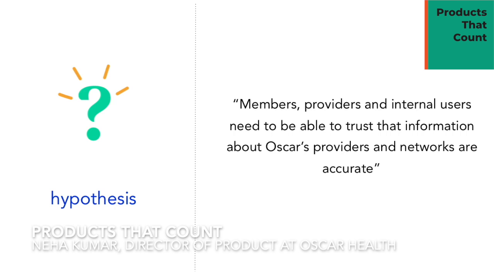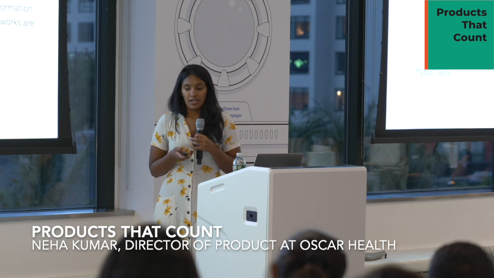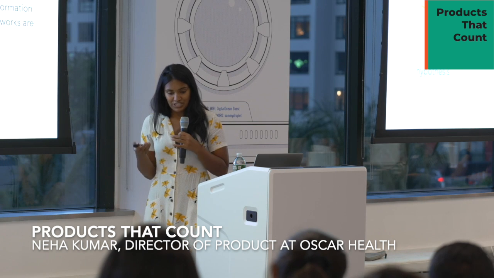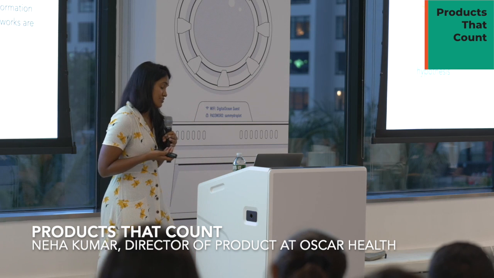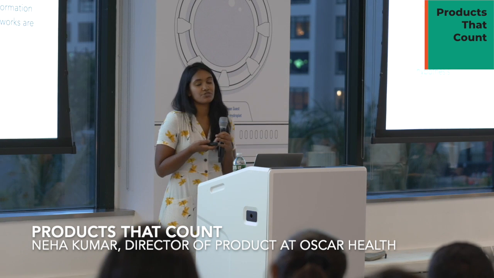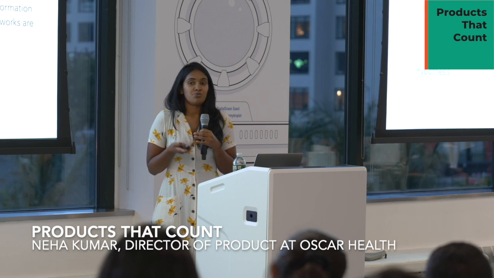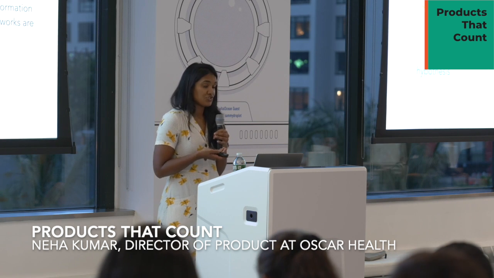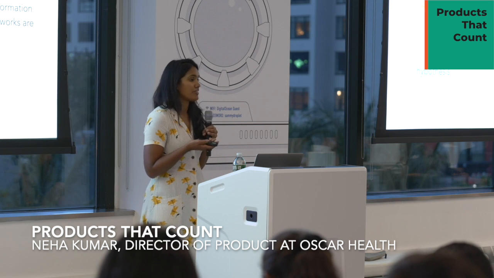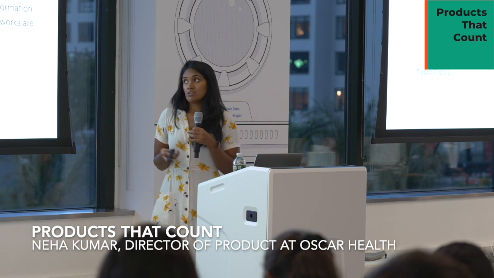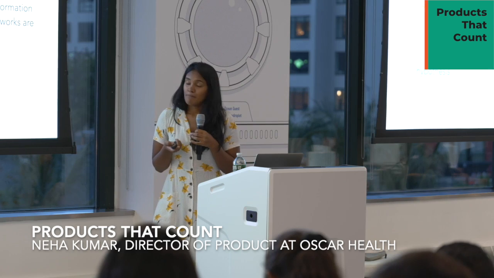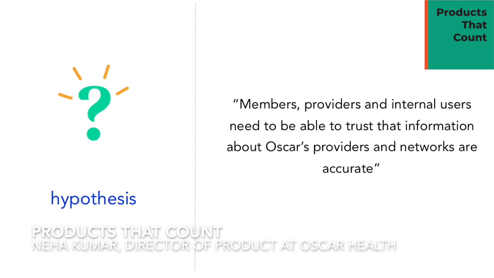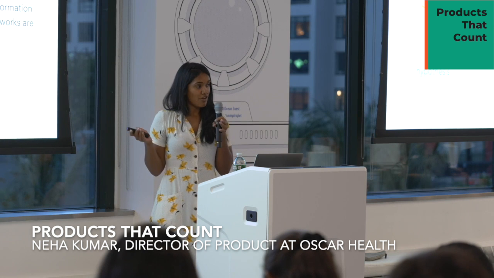First, we start off with a hypothesis. So just like a bunch of user applications, we really need to understand the users of our platform. So we listen to our users, we monitor data, we shadow teams, we look at external players in the industry to see what's happening, and then we come up with a hypothesis on something that we should be working on. So let's take an example. Members, providers, and internal users need to be able to trust that information about OSCA's providers and networks are accurate. Great, that's a way we can start off and kick off a project.